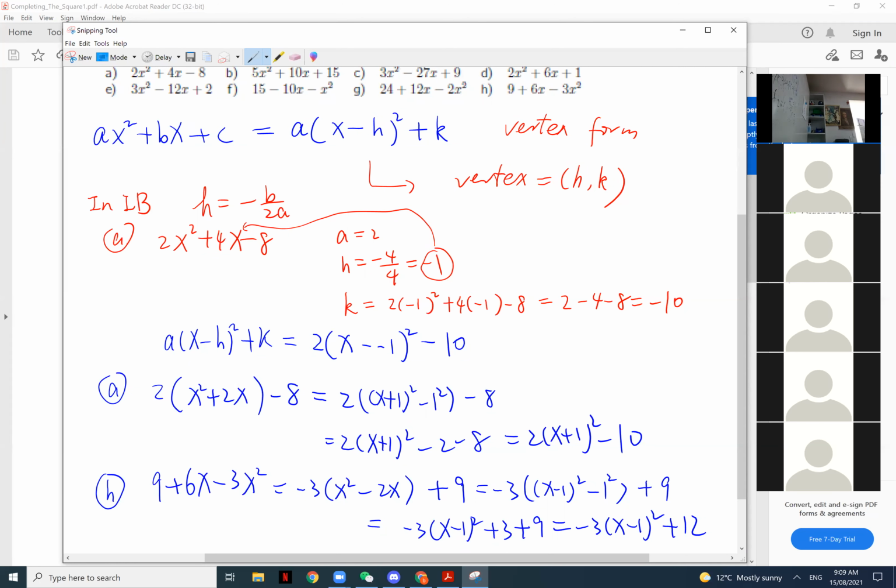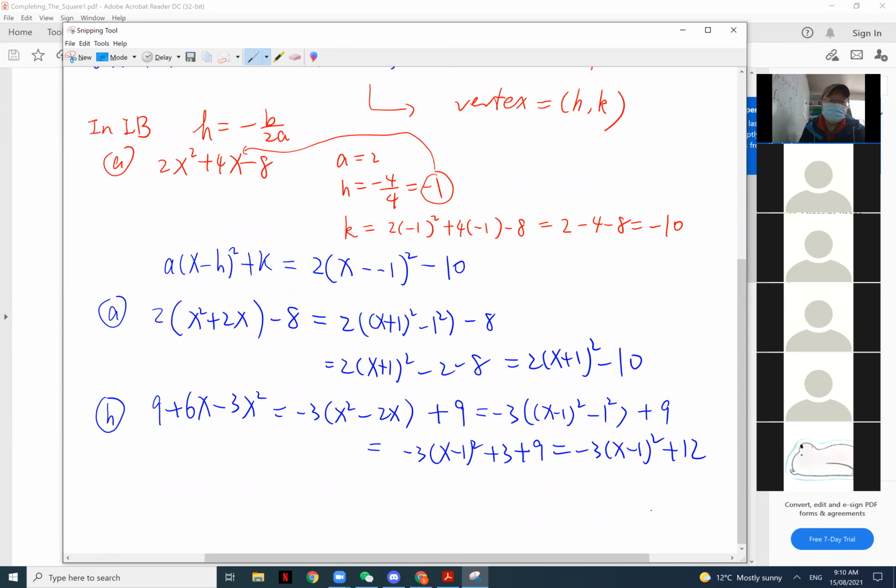We always halve it. Like -2x, we just take -1. The number gets halved. So that's our old way. Let's check the new way for H.